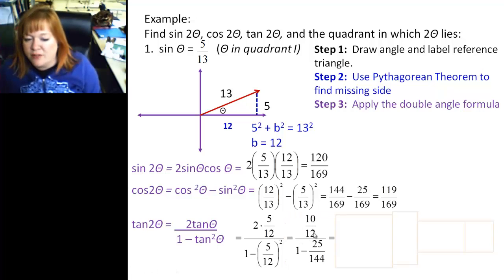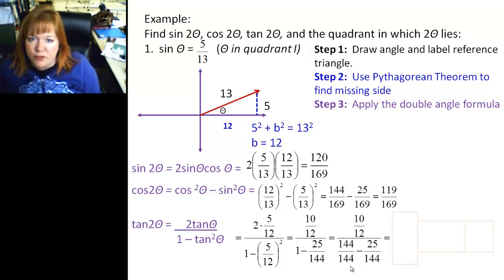Or you could have done 5/6, either one. 1 minus 25 over 144. Then when you simplify that, you have to change that 1 to have the same denominator. So you'd have 10 over 12 divided by 144 over 144 minus 25 over 144 equals, so when we simplify that, we get 10 over 12 divided by 119 over 144.